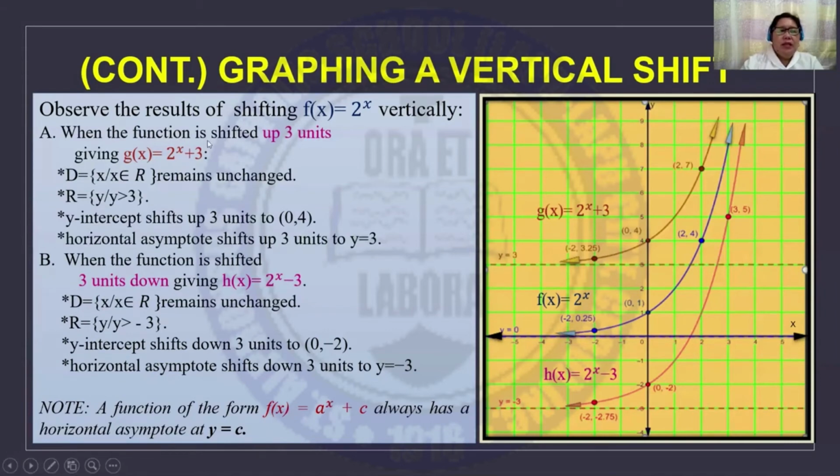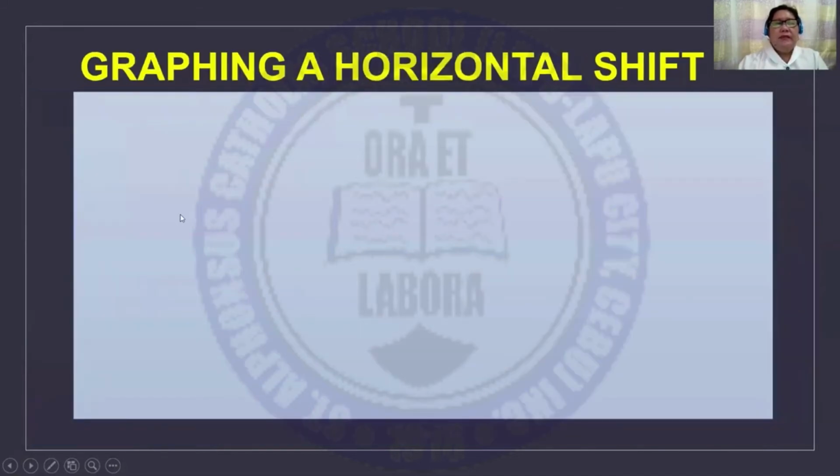So whatever the value of c, that is your horizontal asymptote. Let us look at this. c is positive 3, that is why our horizontal asymptote is positive 3. And here it's negative 3, so that is why our horizontal asymptote is negative 3. Here the constant is 0, that is why the horizontal asymptote is 0. Do you have questions? There is none. Let's proceed. Let us have now graphing a horizontal shift.